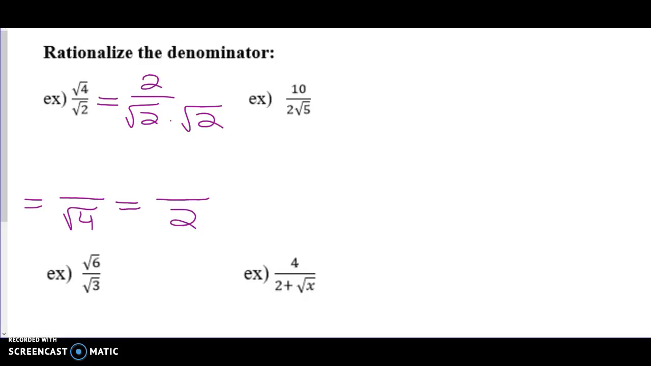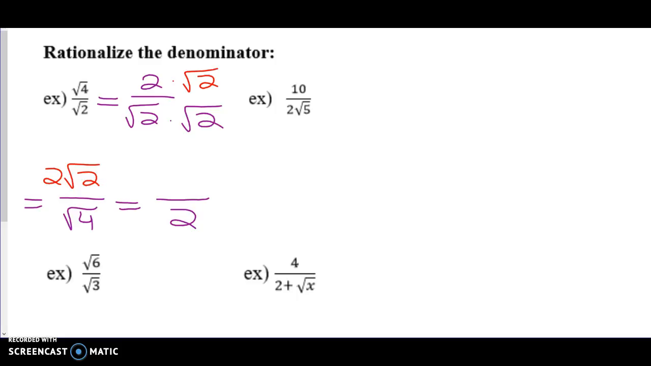Don't we have to do the top, too? Correct. The only catch is if you do it to the bottom of the fraction, you also have to do it to the top. So I also need to multiply the top by the square root of 2. So what is 2 times the square root of 2? Just 2 square root of 2, kind of like 2 times x. We just call that 2x.